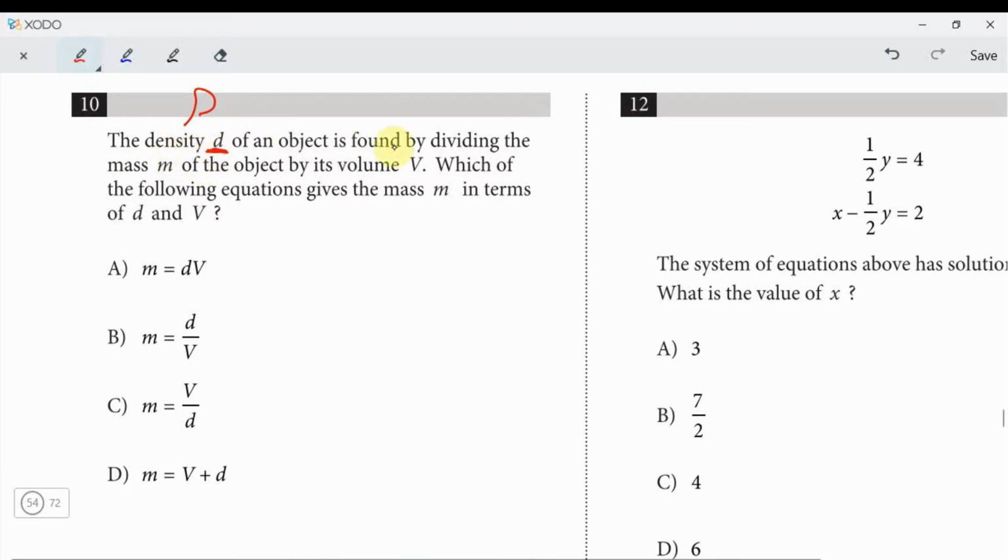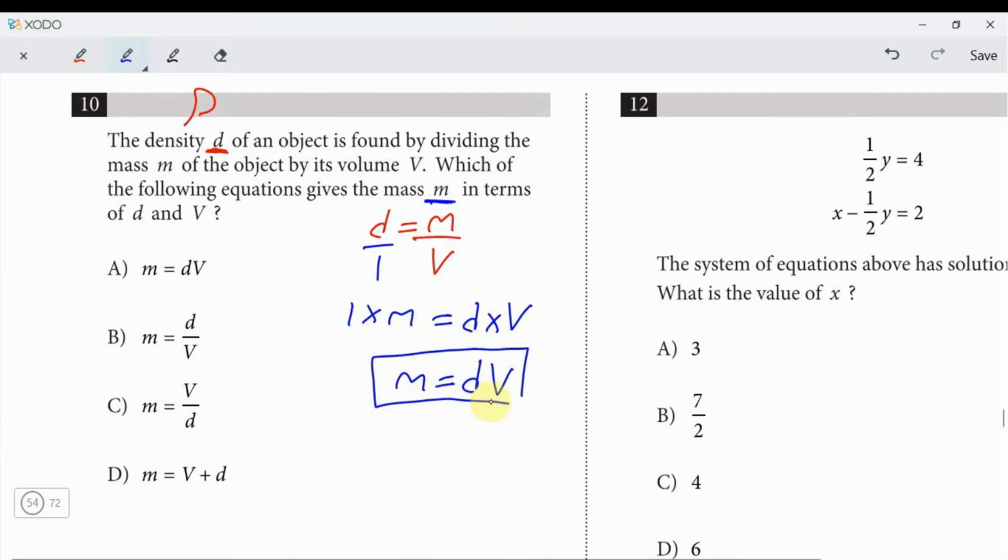So they say that the density of an object is found by dividing the mass of the object by its volume. So they're saying density is mass divided by volume. Which of the following equations give the mass? So all you have to do, guys, is cross multiply. What they're asking you to do is make M the subject. Transpose to make M the subject. So if we cross multiply, we're saying 1 times M is equal to V times D, or D times V. So the mass is just the density of the object times its volume. And that would be option A. Everyone's cool with that?